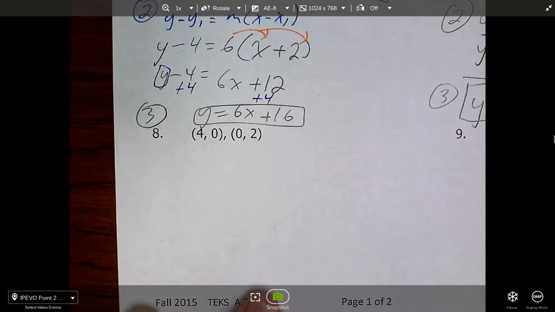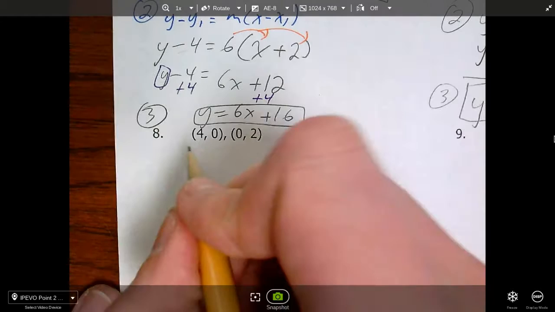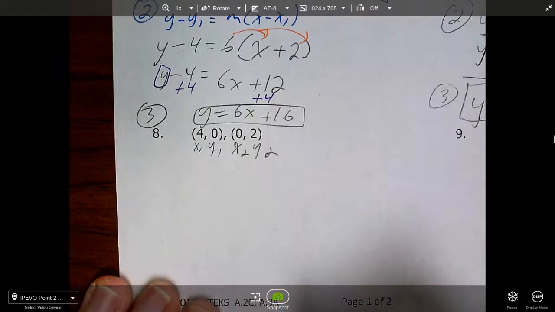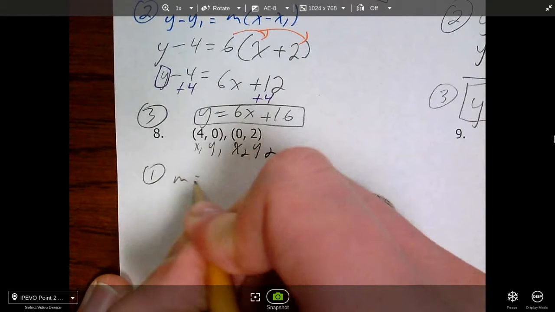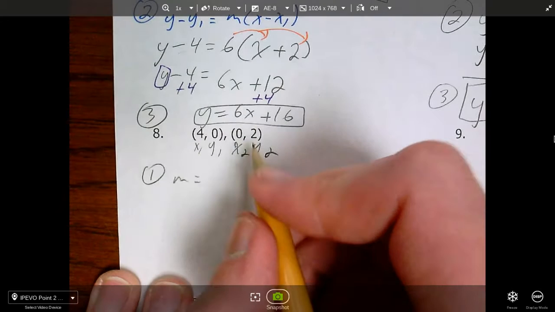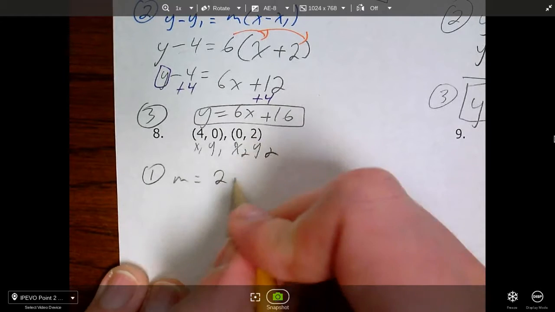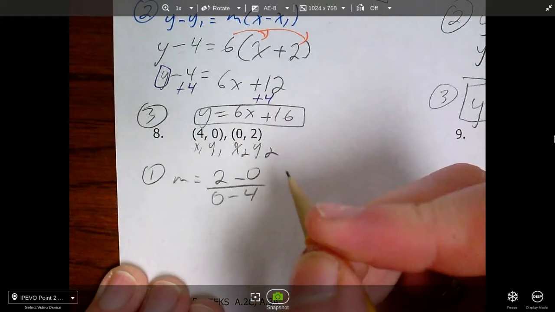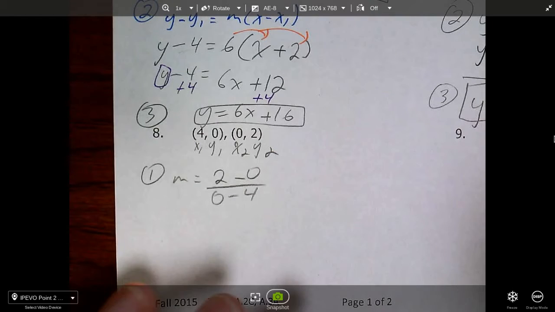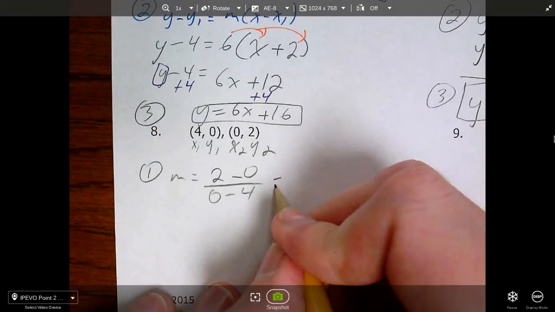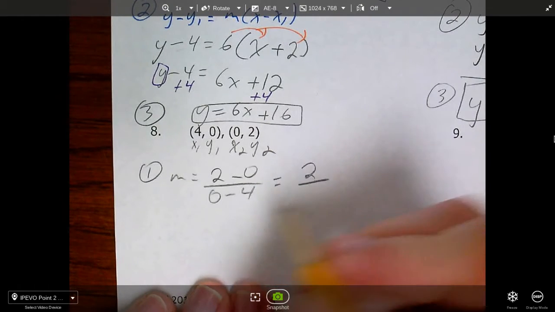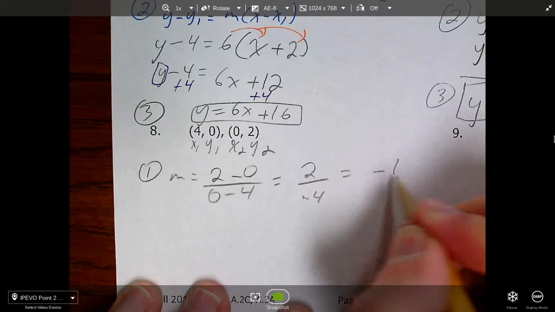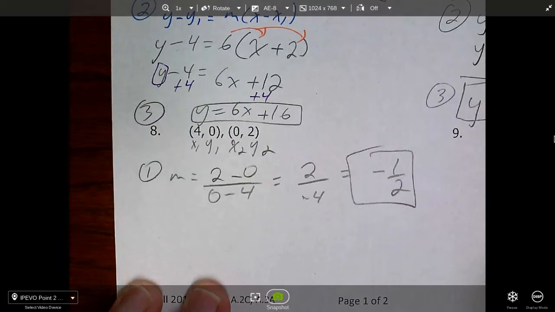Okay, number 8. First, let me label these x1, y1, x2, y2. Okay, so step 1, slope. So we'll take 2 minus 0 over 0 minus 4. Notice the order that I'm doing that in, and notice the negative signs. You've got to pay particular attention to those. 2 minus 0 is 2. 0 minus 4 is negative 4. So our slope, when we reduce that, is negative 1/2.